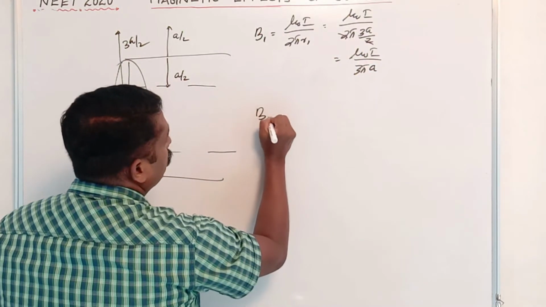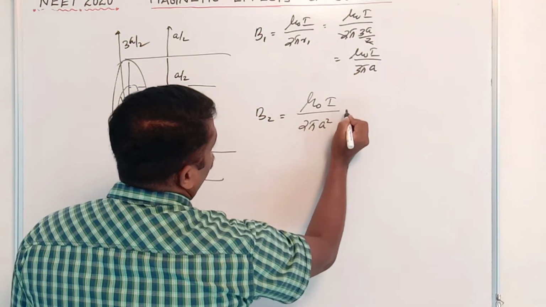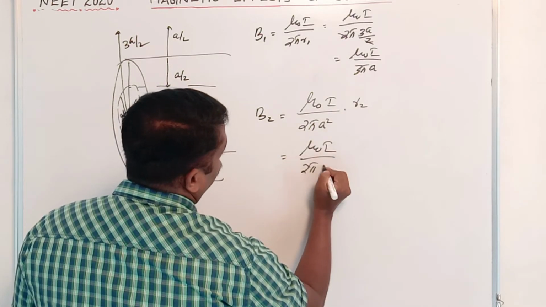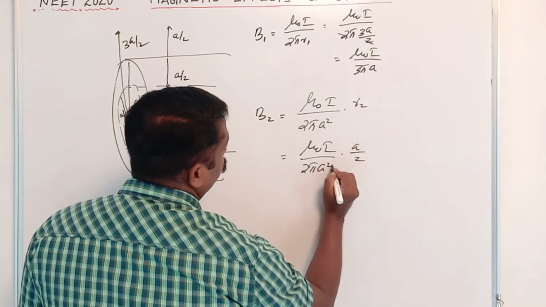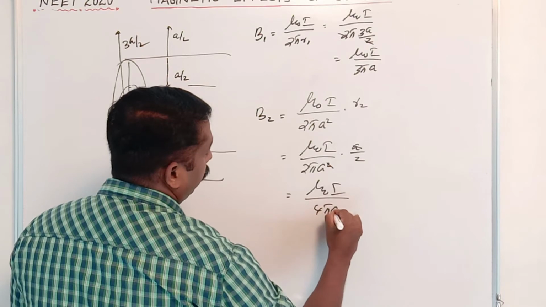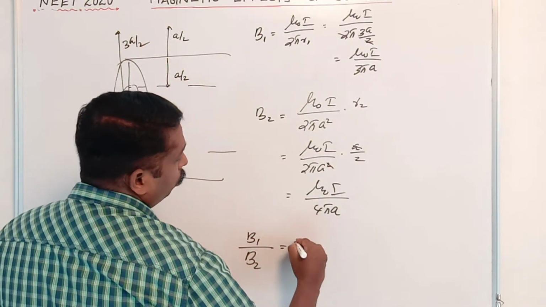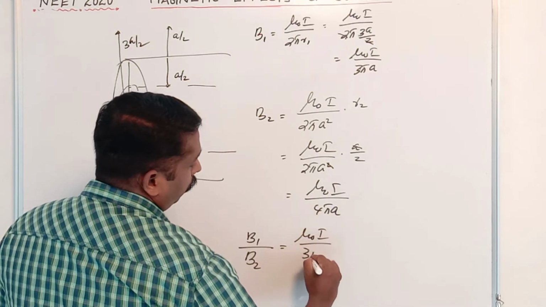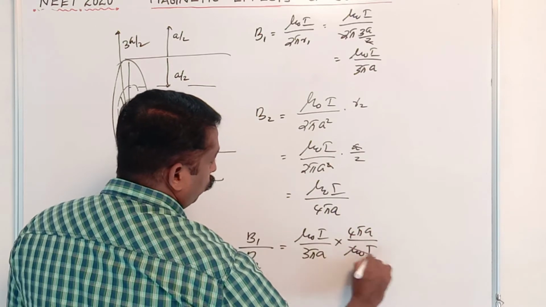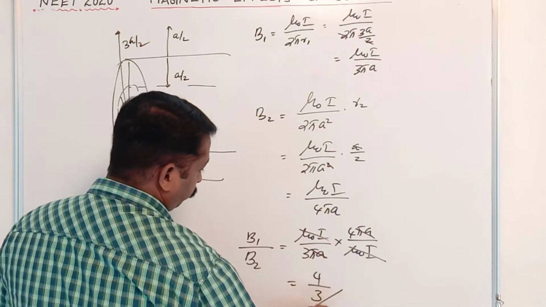And second, B2, inside the conductor, it is mu 0 I by 2 pi A square into R2, where R2 is A by 2. So 2 pi A square into A by 2, A square A cancels, and then mu 0 I by 4 pi A. Ratio of intensities means B1 by B2, that's equal to mu 0 I by 3 pi A into 4 pi A by mu 0 I, mu 0 I cancels, pi A cancels, then 4 by 3.